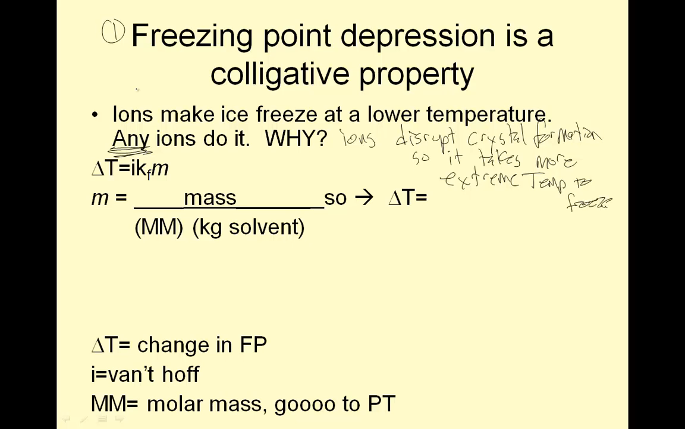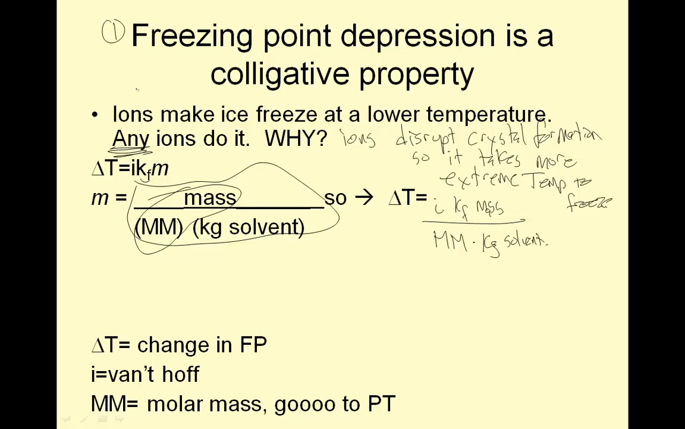So delta T equals I times K sub F times molality. Molality, remember, is moles over kilograms of solvent, right? So molality is mass over molar mass, because this right here is moles, over kilograms of solvent. So delta T equals I times K sub F times mass over molar mass over kilograms of solvent. Oops, I forgot my K.